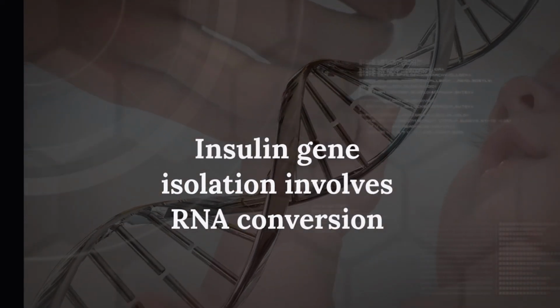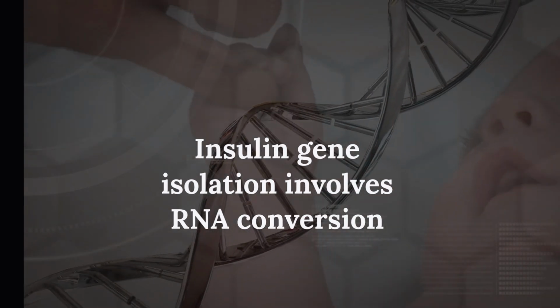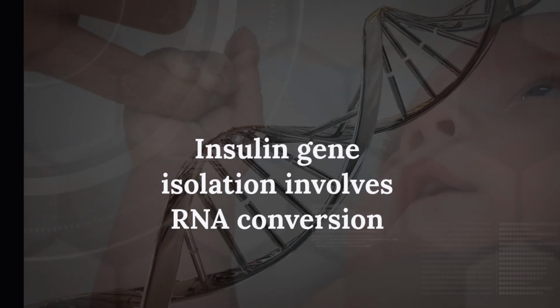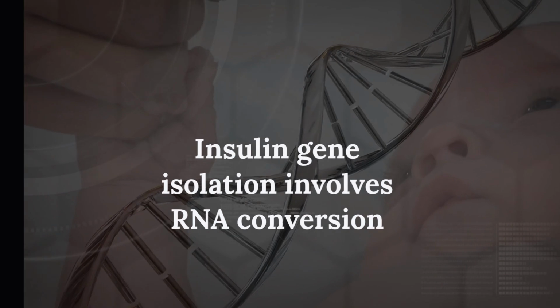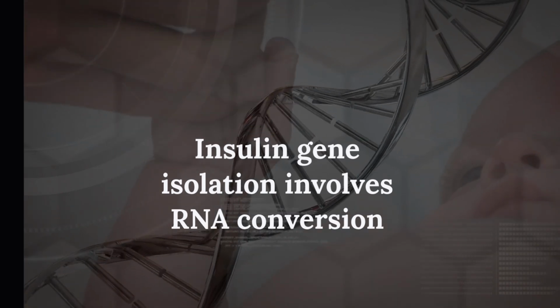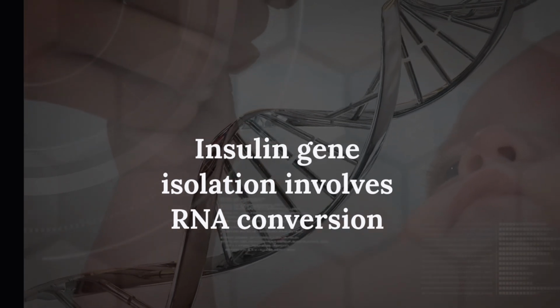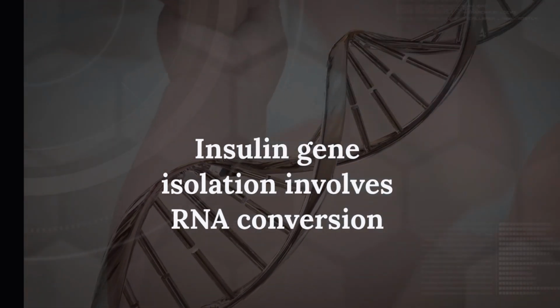Insulin gene isolation involves identifying and extracting it from human cells. Messenger RNA is converted to cDNA using reverse transcriptase. DNA polymerase synthesizes the second DNA strand. This produces double-stranded DNA for insertion into plasmids. Enzymes are crucial in preparing genetic material for engineering.